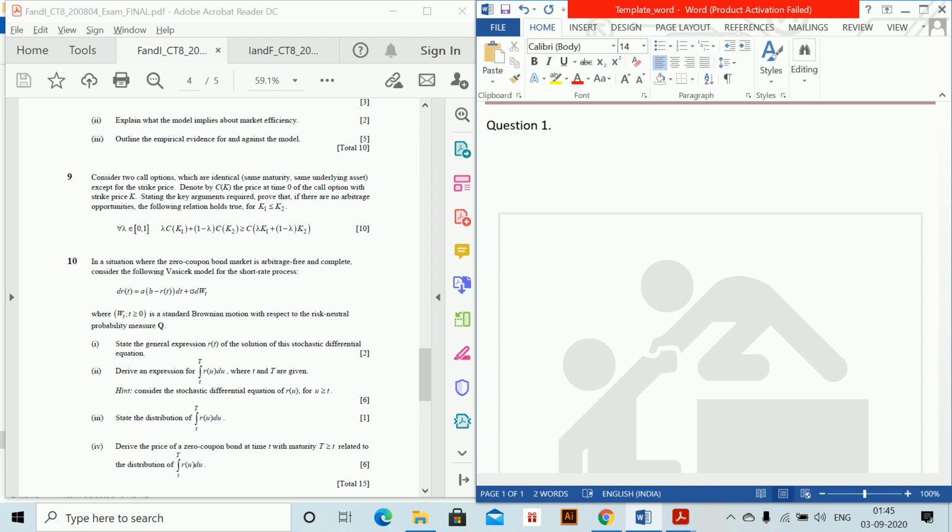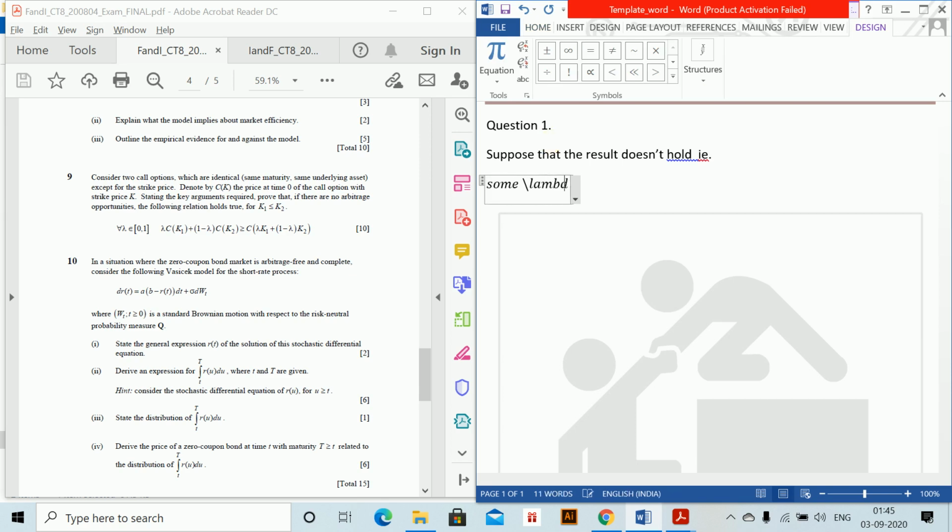Question 1. Suppose that the result doesn't hold. That is, for some lambda belongs to (0, 1), say epsilon, the price lambda C(K1) plus (1 minus lambda) C(K2) is less than C(lambda K1 plus (1 minus lambda) K2).